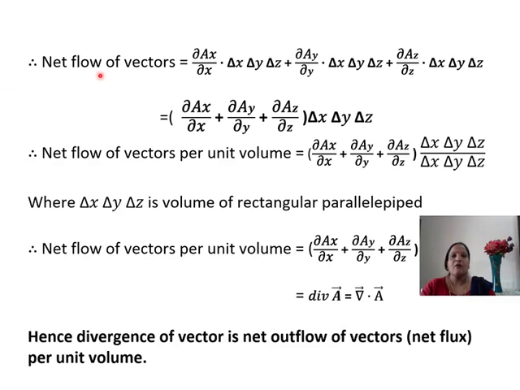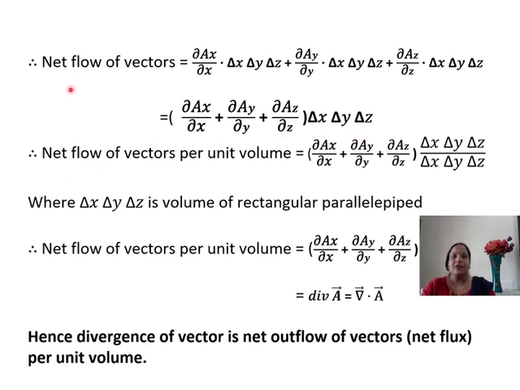Therefore, the net flow of vectors is equal to ∂Ax/∂x Δx Δy Δz plus ∂Ay/∂y Δx Δy Δz plus ∂Az/∂z Δx Δy Δz. After simplification, taking common Δx Δy Δz, we get the net flow of vectors is equal to (∂Ax/∂x plus ∂Ay/∂y plus ∂Az/∂z) into Δx Δy Δz.